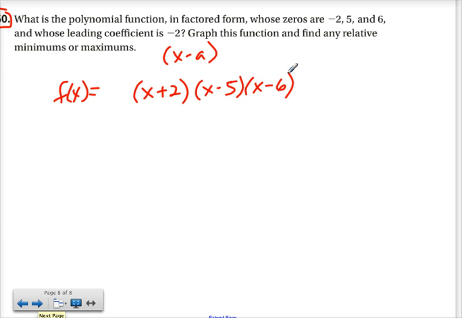And then if they want a leading coefficient of -2, well, that's not going to happen with what we have right now, because this would be x times x times x, which will be x to the third. So all we're going to have to do is put a -2 in front of there to make sure that that happens. And it says graph the function and find any relative minimums or maximums. Again, I remind you, I did that earlier in the lesson, so I want you to give that a try.